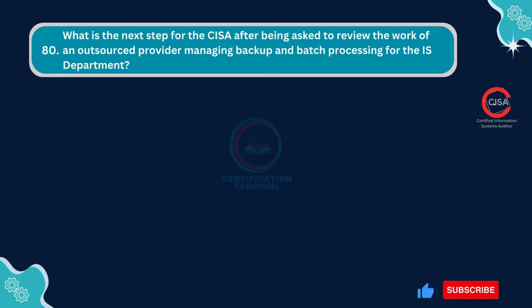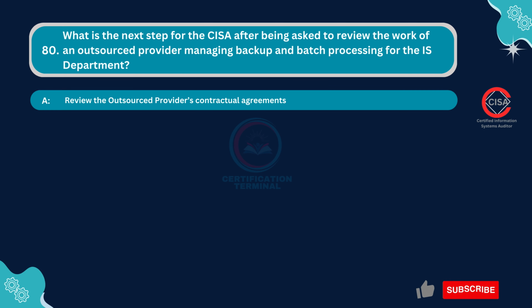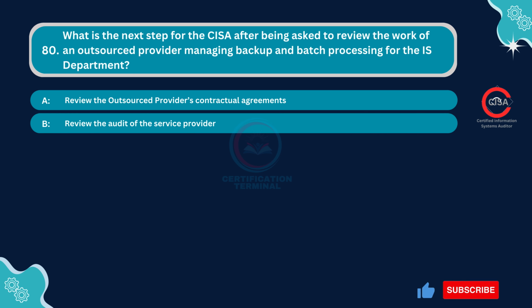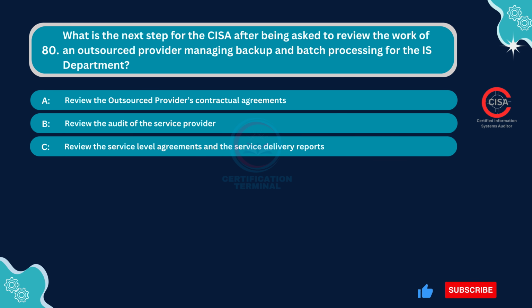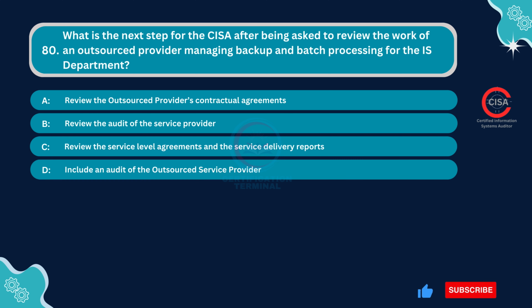Question number 80. What is the next step for the CISA after being asked to review the work of an outsourced provider managing backup and batch processing for the IS department? Option A, review the outsourced provider's contractual agreements. Option B, review the audit of the service provider. Option C, review the service level agreements and the service delivery reports. Option D, include an audit of the outsourced service provider. The correct answer is Option C, review the service level agreements and the service delivery reports.